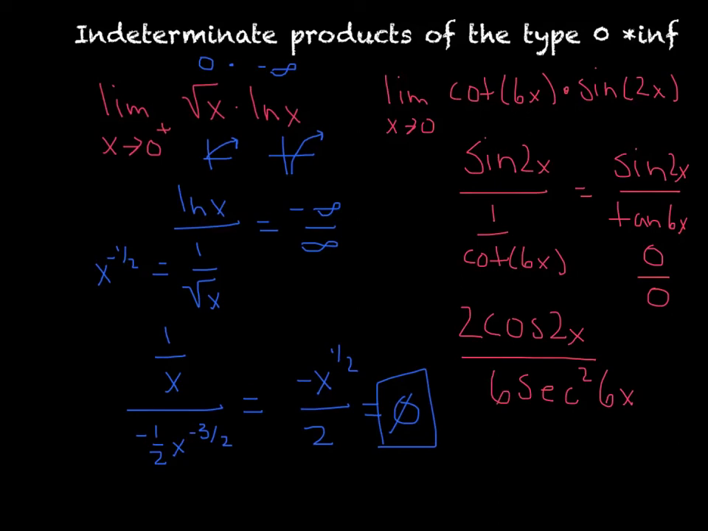And now we're going to plug 0 into our limits, and the cosine of 0 is 1, so our numerator is 2, and the secant of 0 is also 1 times 6 is our denominator, so the fraction becomes 1/3, and that is the real value of this limit.